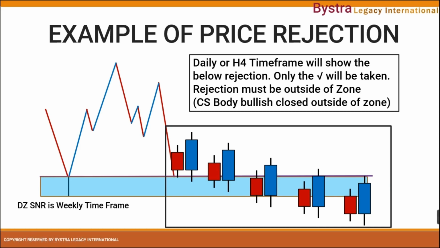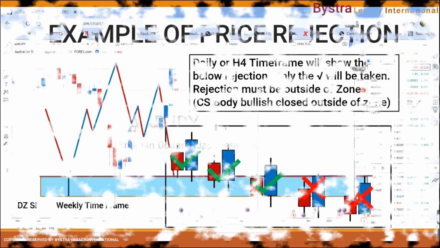Have you marked it? Okay, let's look at the result now. These 3, yes, can be the confirmation of the rejection and it is acceptable, and these 2 is not at all. Please guys, anything where the price doesn't close the candlestick outside of the zone is very, very high risk, and this one is definitely not. All right, so have you got the answer right? If you do, then it is very good.